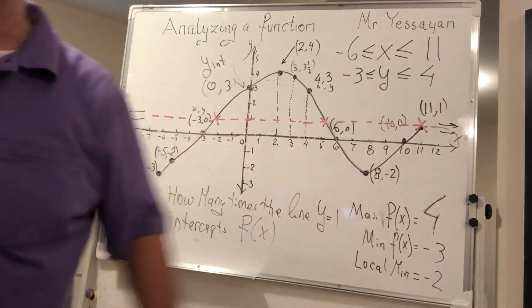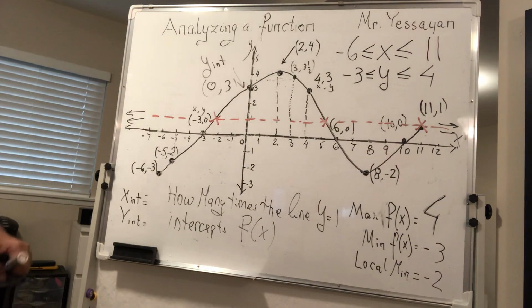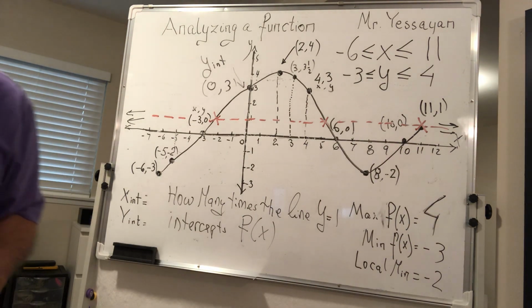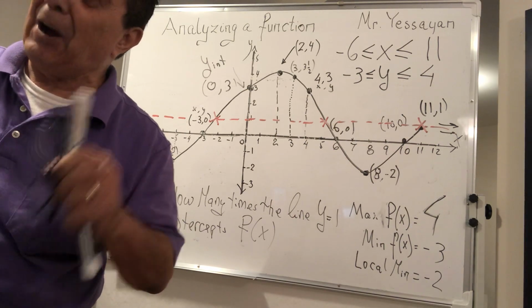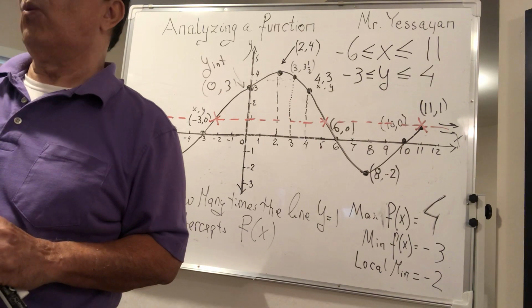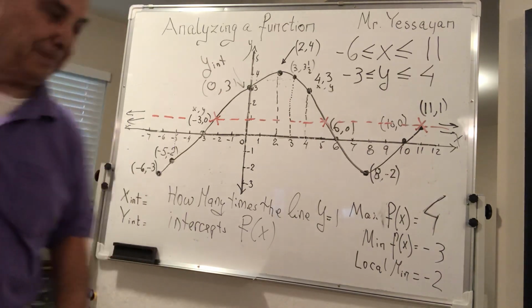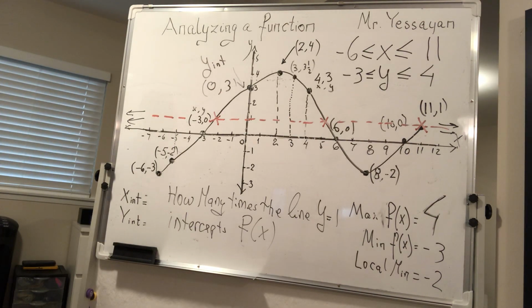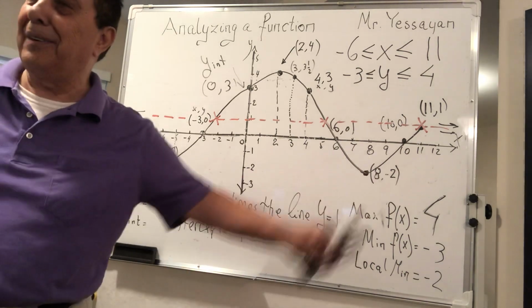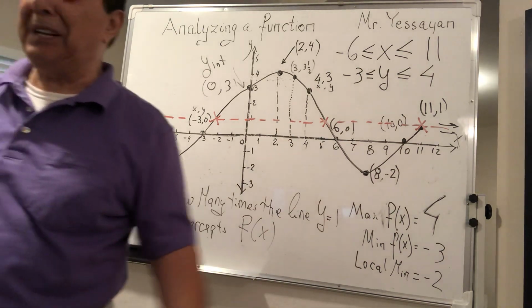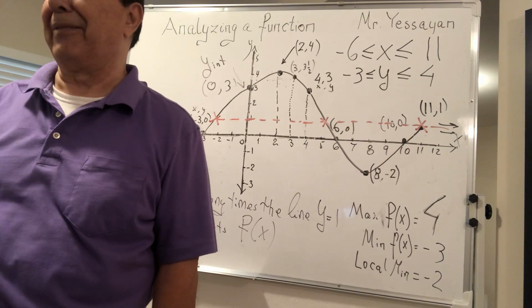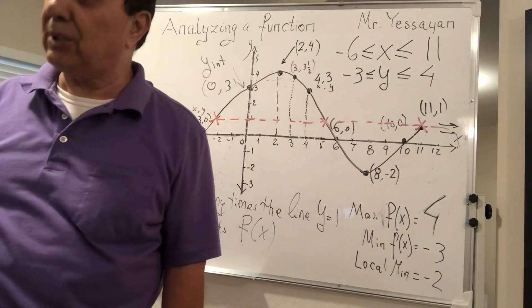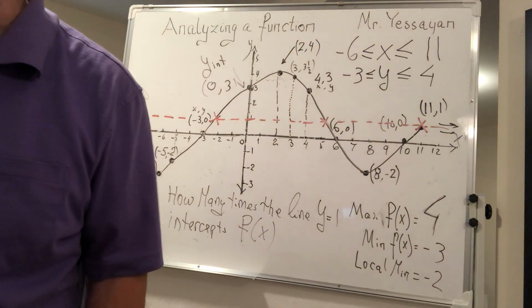Yes? Yes. Now, the last question. How many times does the line y is equal to negative 3 touch the graph? Y is equal to negative 3. 1 time. Beautiful. There you go. Now you know how to read the graph. Was it a good lesson, this one, for you to understand?